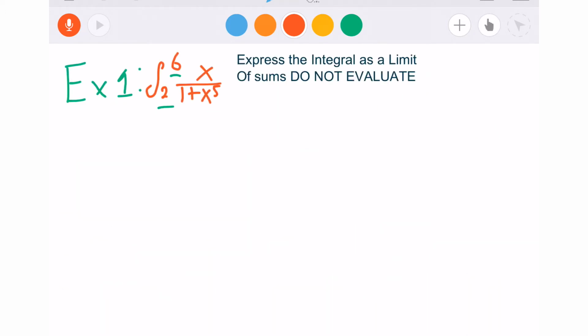All right. So let's just do some examples to get this locked in. For the first example, the integral from 2 to 6 of x over 1 plus x to the 5th power. And remember, do not evaluate. Just set up the integral as the limit of sums. All right? Just pause the video, do it. If you think you can't do it, then we'll just go with the solution and see if you understand that. So just go ahead and pause it if you're going to work it out.